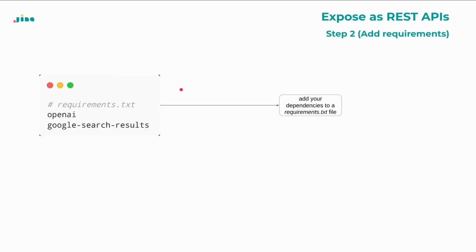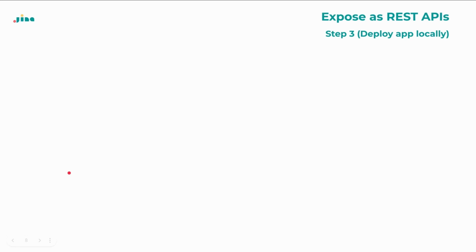All right, let's go to step 2. Step 2 is to add a requirements.txt that includes all your requirements for that function. In this case, OpenAI and Google search results are enough. Whatever your dependencies are, you just add them to a requirements.txt in the same directory and save it there. Okay, now that the code refactoring and requirements.txt are done, let's deploy this app locally.